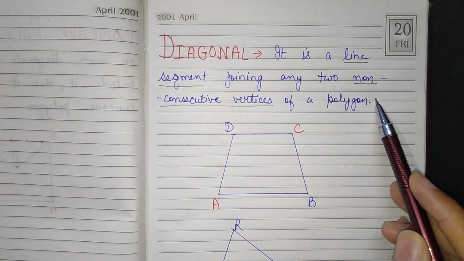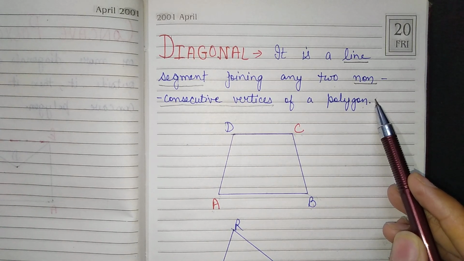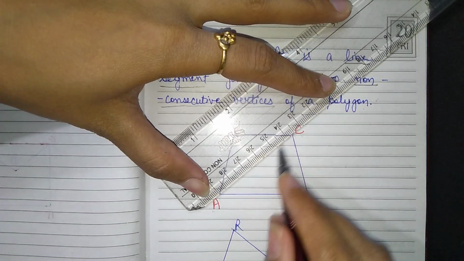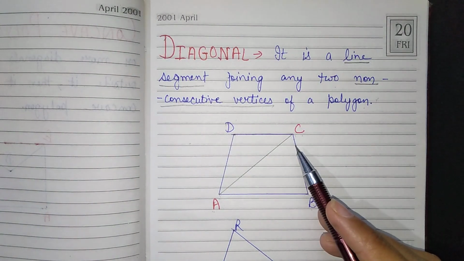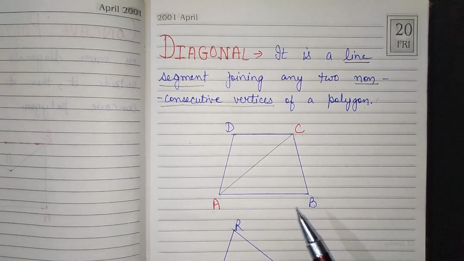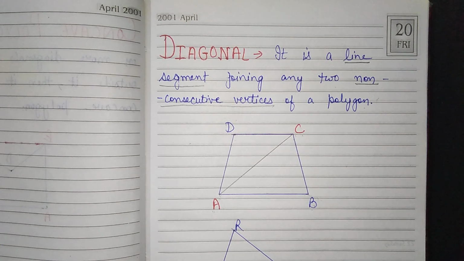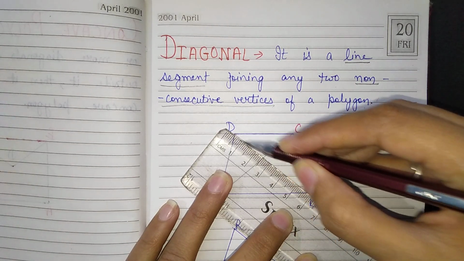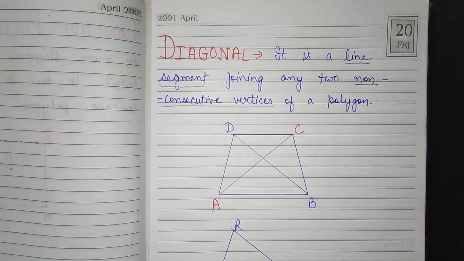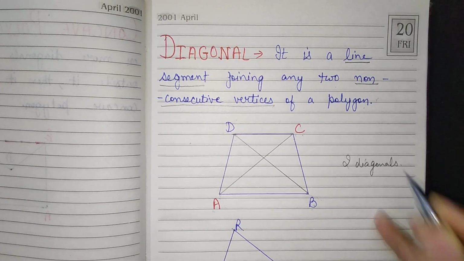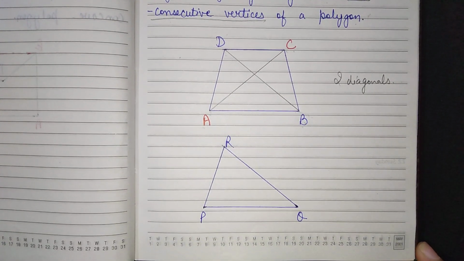And in the definition what we have understood, when we join non-consecutive vertices we get a diagonal. So I am going to join A and C. What have we obtained? A line segment joining non-consecutive vertices, that is a diagonal. Similarly, B and D are also non-consecutive vertices. When I join these, I obtain a diagonal. Means in a quadrilateral, how many diagonals are there? 2 diagonals. Now let us come to the next diagram, that is triangle.